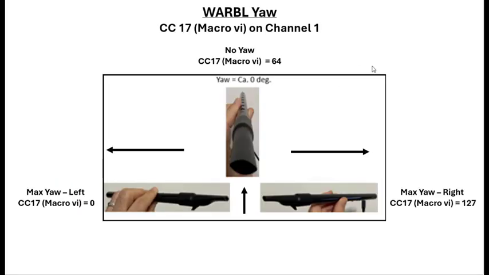And yaw, which is the least accurate of the degrees of freedom, is moving the WARBL left and right on its horizontal axis, not twisting it. Holding it straight, that should get you an expected centered value. Yaw is also centered at 64, and as you move horizontally to the left, yaw will decrease till it gets to 0, and as you move to the right, it will increase until it gets to 127. So this is really what makes WARBL programming. Almost everything else you do in your preset is exactly as you would do it in a normal preset.